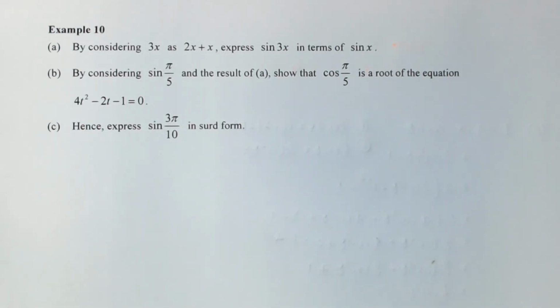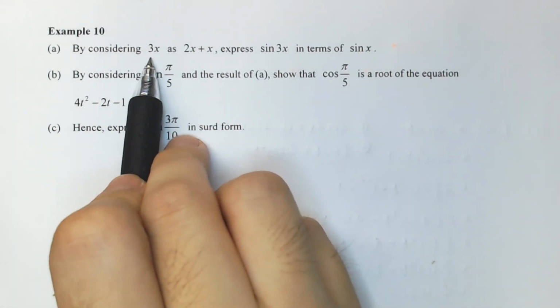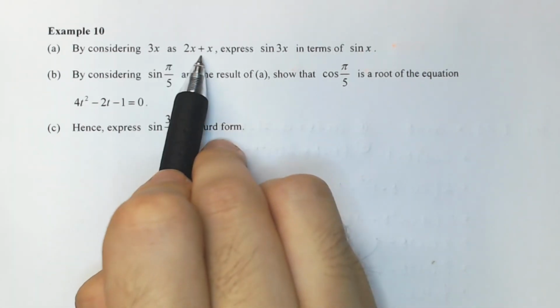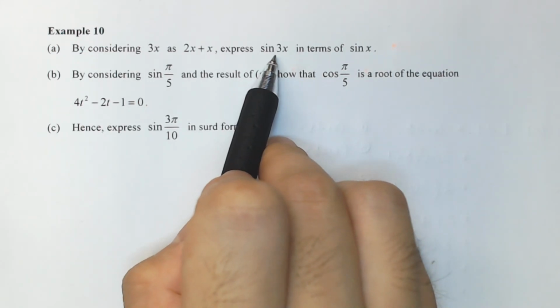Hello everyone. In this video, I'm going to use the double angle formula to work through an example for you. It is a relatively difficult question, so I will spend more time explaining how I tackle this problem. For part A, you need to consider 3x as 2x plus x, and you need to express sine 3x in terms of sine x.